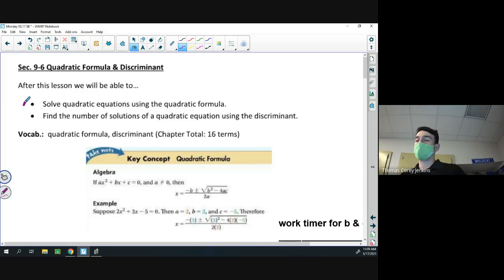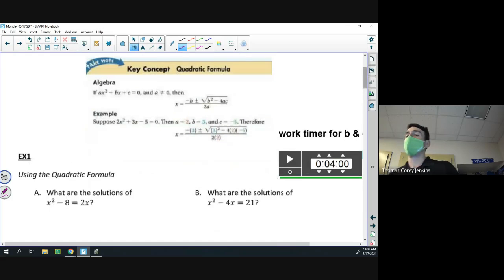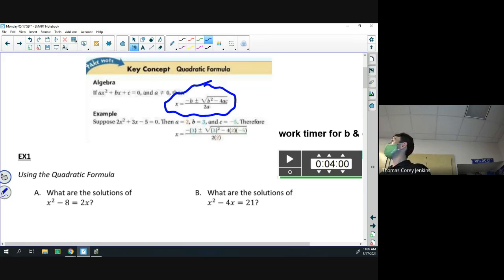So that's the deal. And obviously a big idea, if our section is called quadratic formula, it's going to be the quadratic formula itself. So you'll find that right here. It's called x equals negative b plus or minus the square root of b squared minus 4ac all over 2a. So that's obviously a mouthful. I will give that to you on the test. You don't have to memorize that.